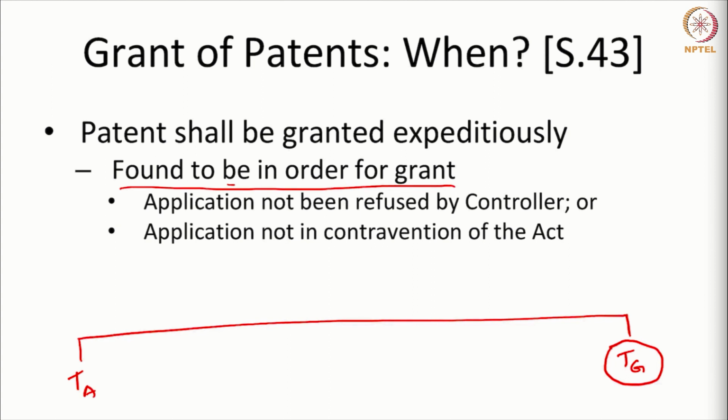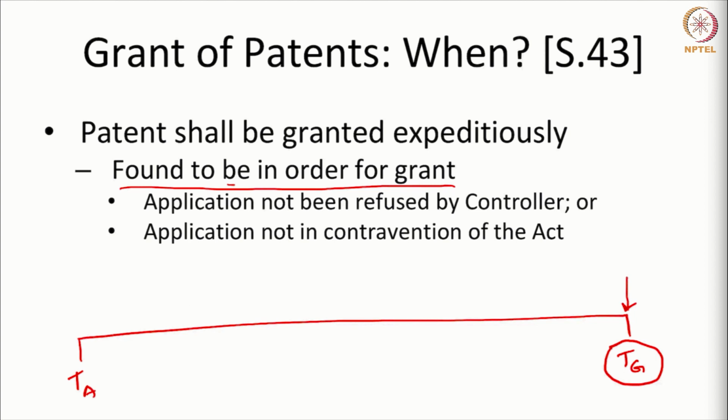So at this point, the patent office has raised objections, but all those objections have been answered successfully by the applicant, and there are no pending issues. For instance, there is no pre-grant opposition pending, no third party has opposed the patent, and there is no other issue why the patent should not be granted. At that point, the application has to be granted expeditiously.